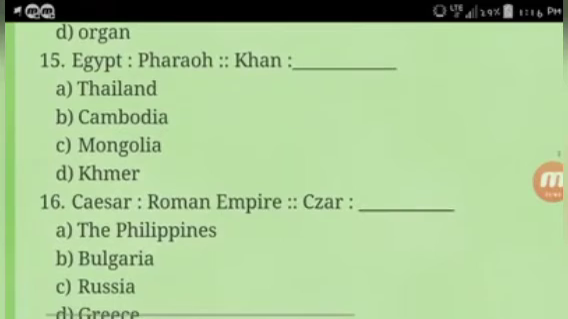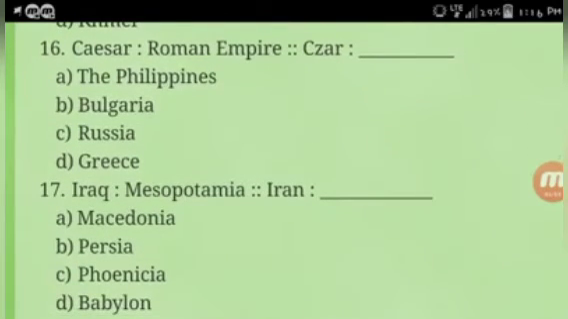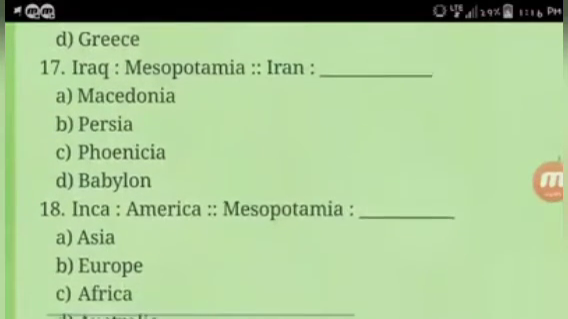Next, 15, Egypt, Pharaoh, and Khan, that is in Mongolia. That's why we call their leaders before Genghis Khan and Kublai Khan. Next, Caesar, Roman Empire, and Tsar is Russia. That's how they called their leader before, Tsar. That's also from Caesar actually.